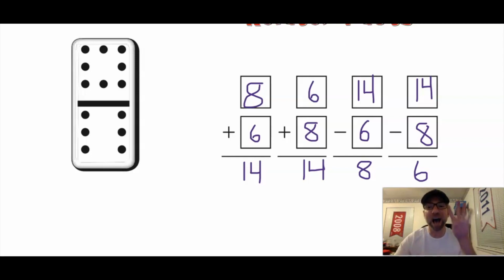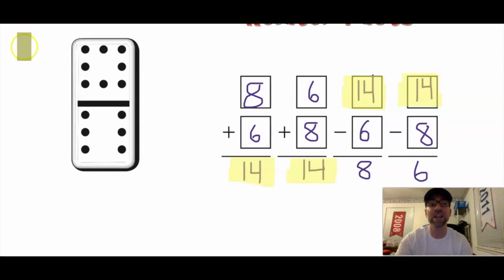Let's see if you found all 4 facts. 8 plus 6 equals 14. 6 plus 8 equals 14. 14 minus 6 equals 8. And 14 minus 8 equals 6. So I can use subtraction and addition to help find some of our facts. Remember that our biggest number in addition is our answer. And the biggest number in subtraction comes first. Wow. Hopefully you found all of them. Go ahead and clear off that whiteboard.